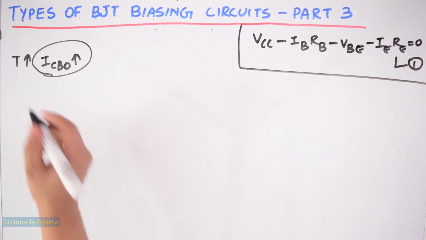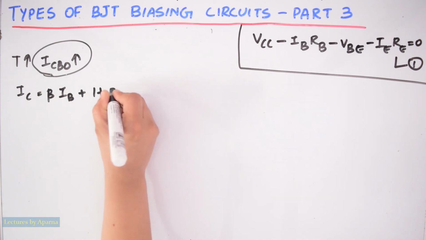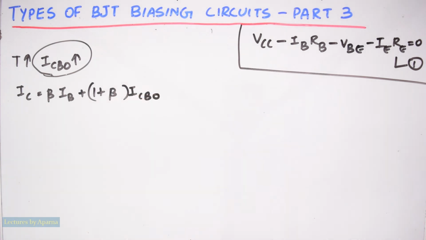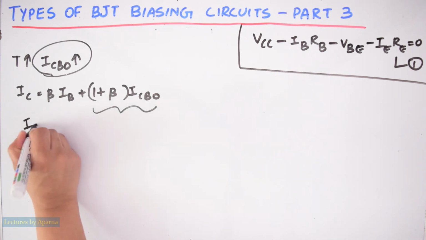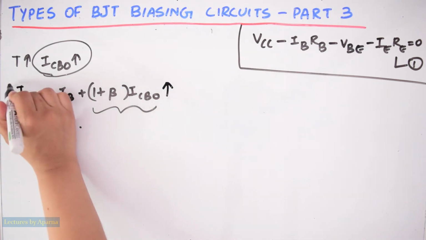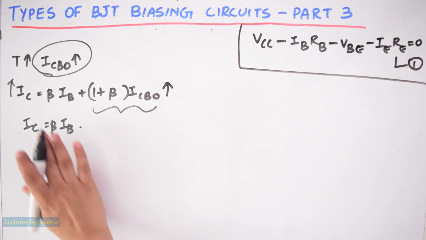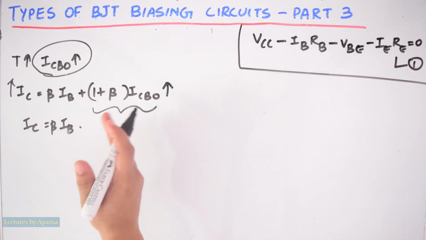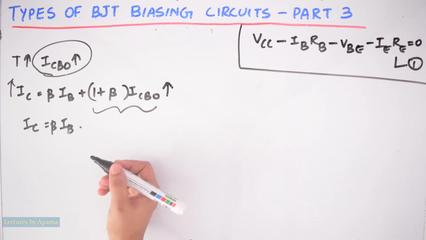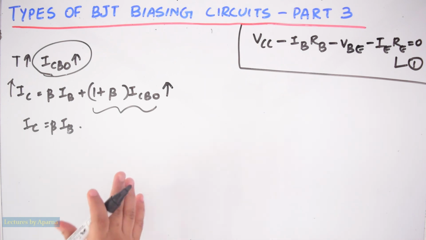So the equation for IC is equal to beta IB plus 1 plus beta ICBO. Usually this value will be very small and it is neglected, and we write IC is equal to beta IB. But when ICBO increases, this IC will also increase. The fixed bias circuit has no way to check on this increase in collector current. So when IC changes, obviously the operating point will also change. So this lack of stability in the operating point is a disadvantage of fixed bias circuit.